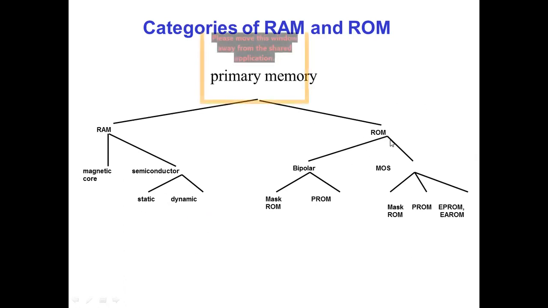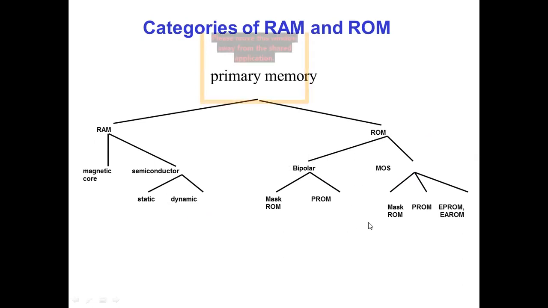Now we are coming to the ROM. ROM is another category of the primary memory, but here it is not temporary storage of data, it is permanent storage of data. Okay, but it is different than the secondary memory. Now ROM can be divided as bipolar, based on the bipolar technology, and again MOS.